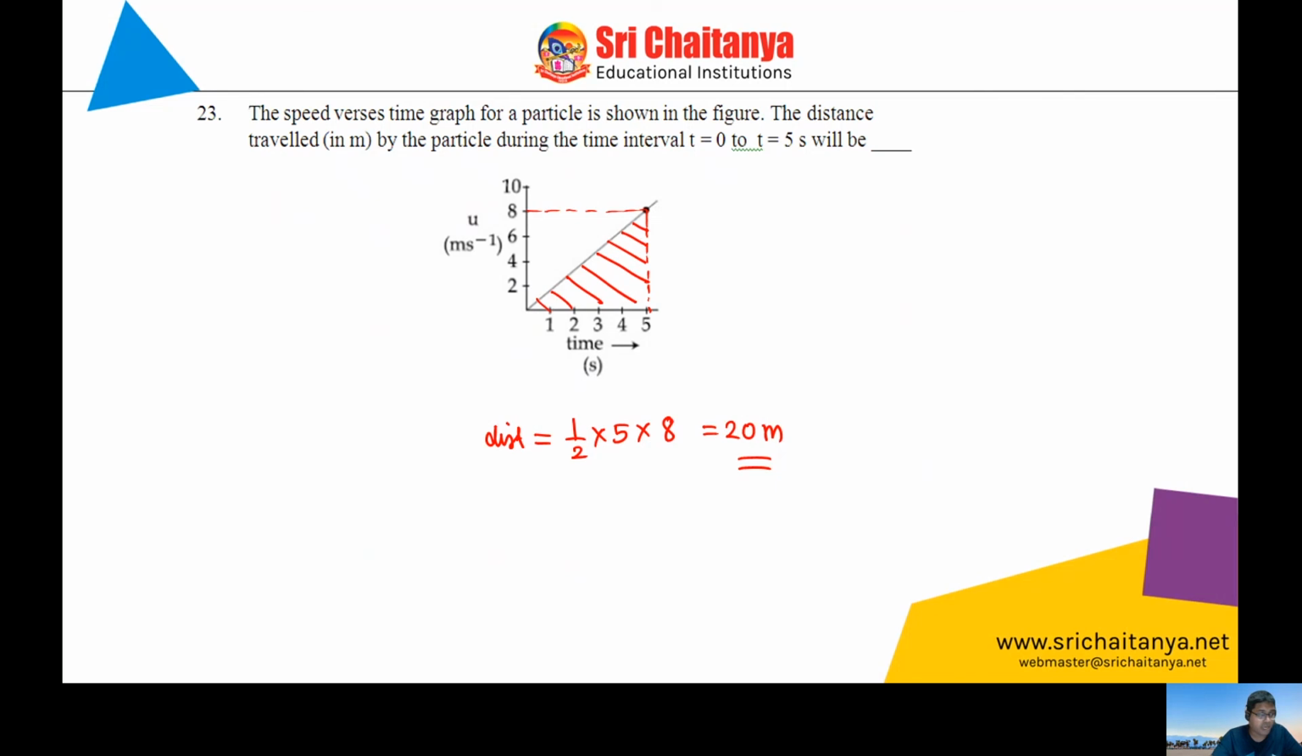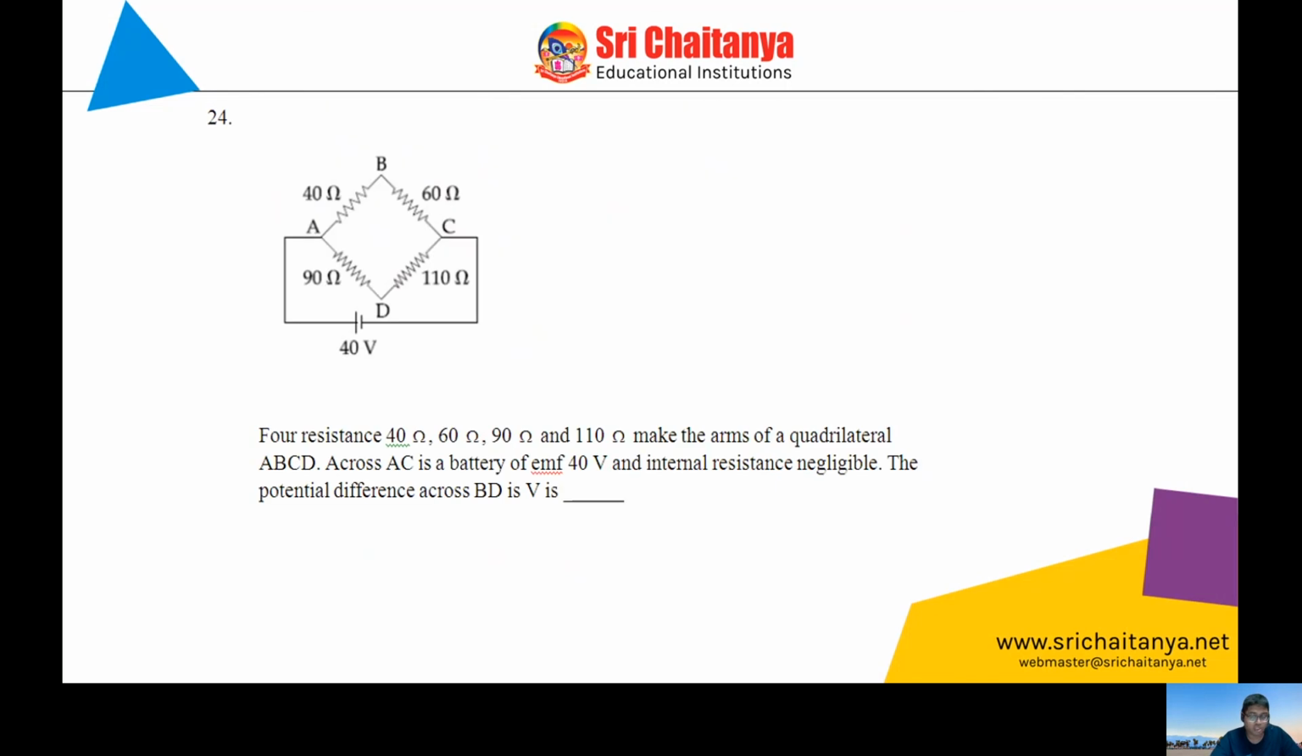And question number 24 is again a very simple question. Four resistances are given to you: 40 ohm, 60 ohm, 90 ohm, and 110 ohm. They make the arms of a quadrilateral ABCD. Across AC is a battery of EMF 40 volt, and internal resistance is negligible, they have given. We are required to find out the potential difference across B and D. So this is the point B and this is the point D over here.